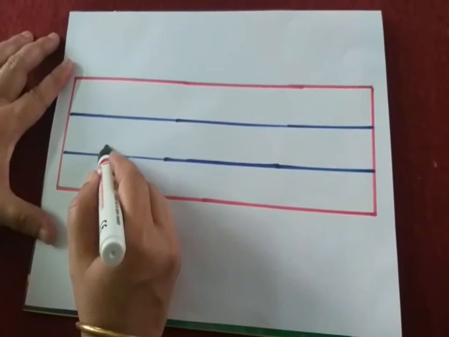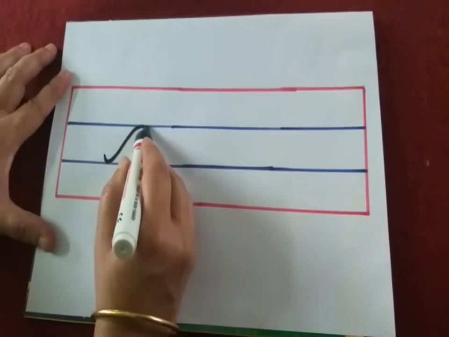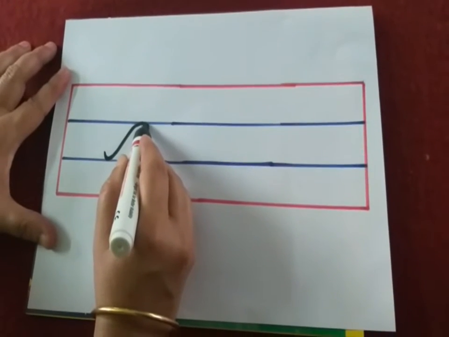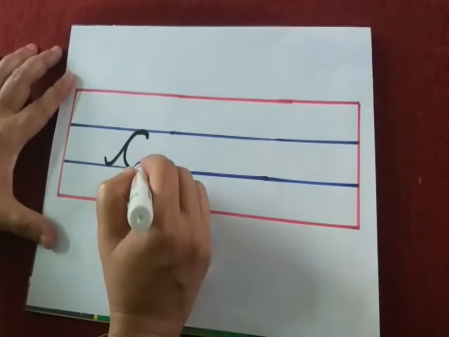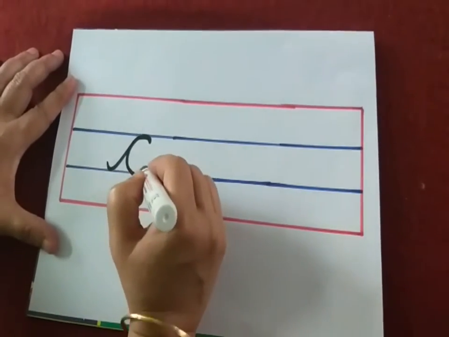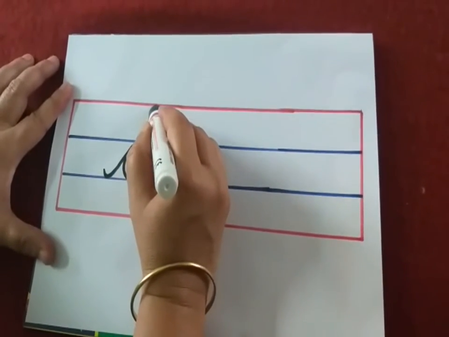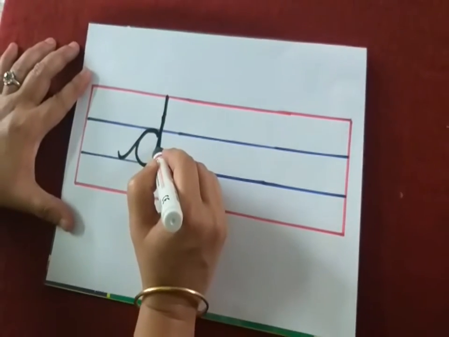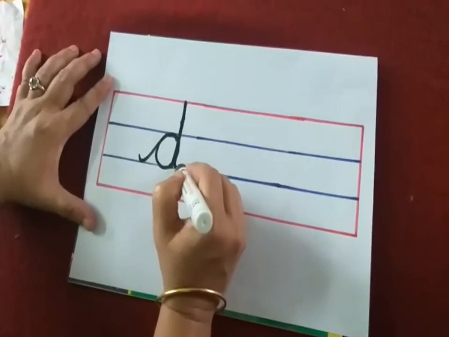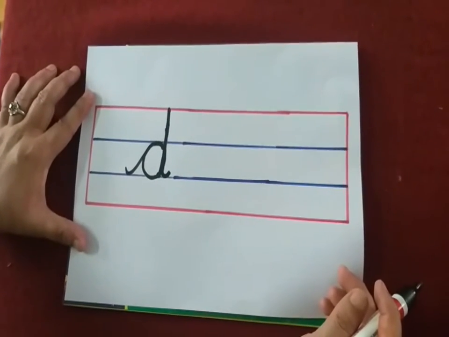Take a small curve, go up to the second blue line. Okay, now come down to the third blue line, like C only you have to do. Now from down you have to go up to the first red line, come down, come down, come down and do a small curve. This is small cursive letter D.